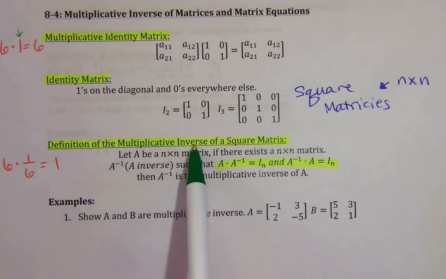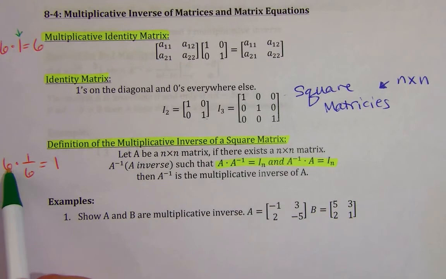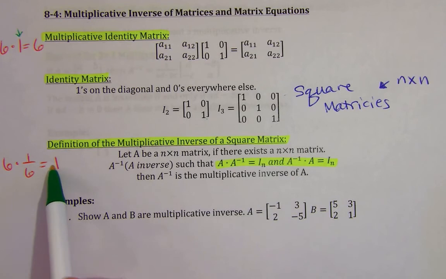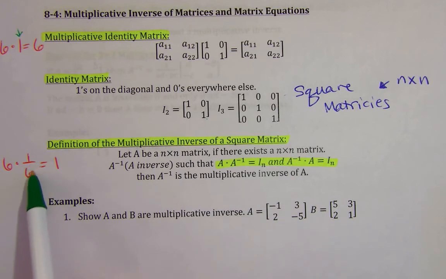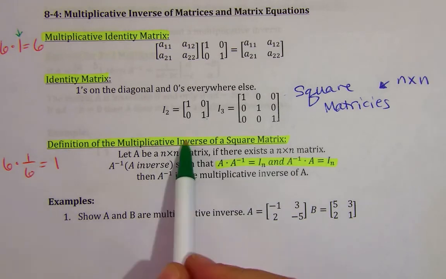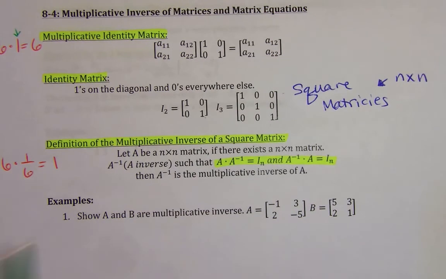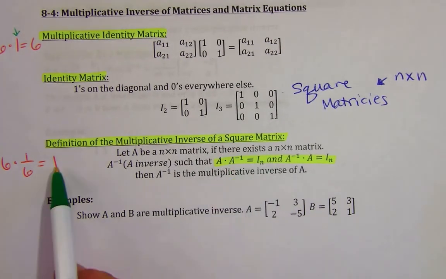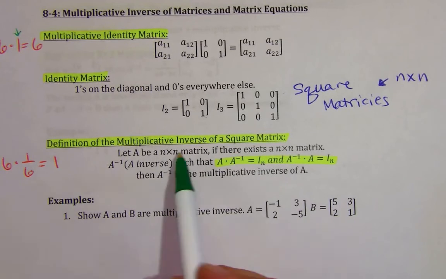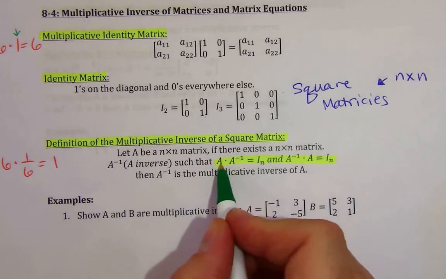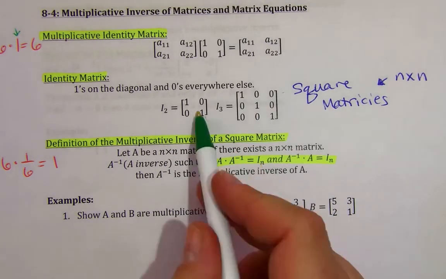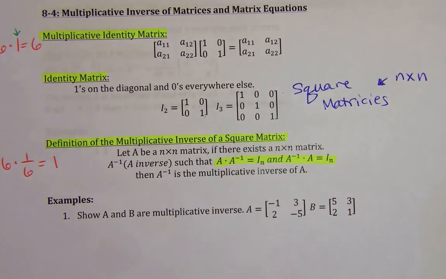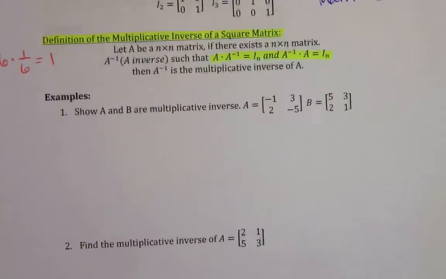Now, we can also talk about inverses. So for example, 6 and 1/6, when we multiply them, give us 1. Those are multiplicative inverses. And we can look at the same thing with matrices. So this gets us back to the identity. A times its inverse is going to give us the identity matrix. So let's go ahead and jump into some examples here.